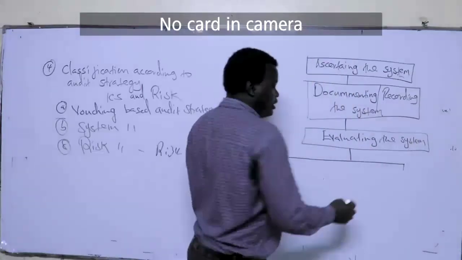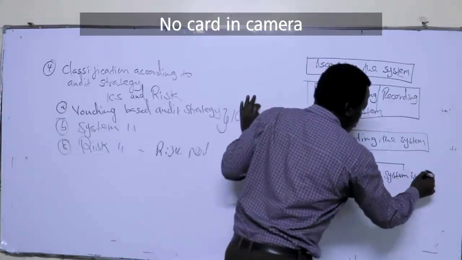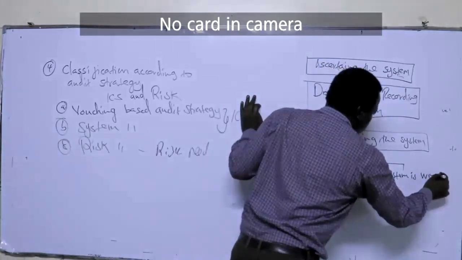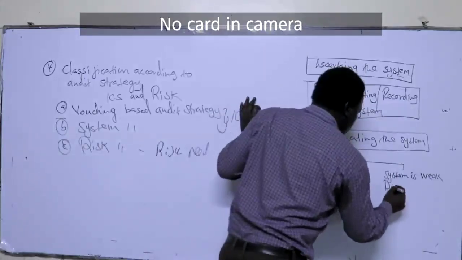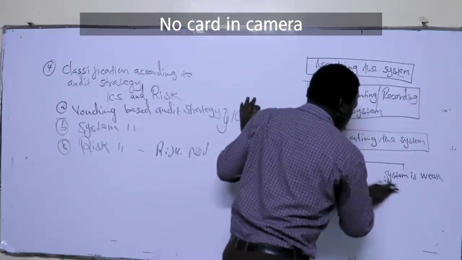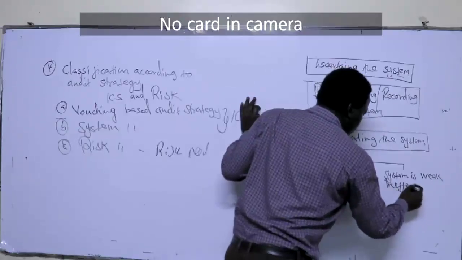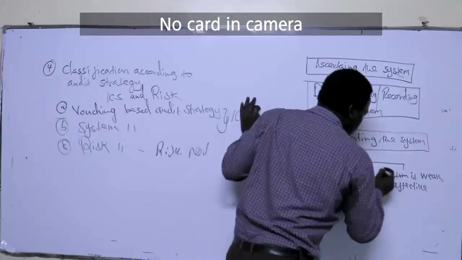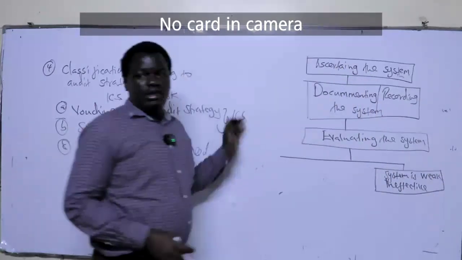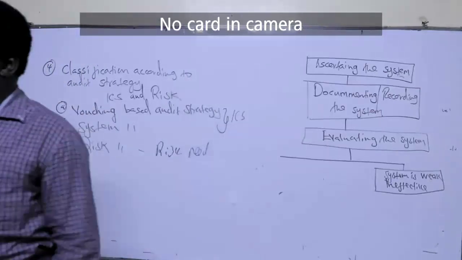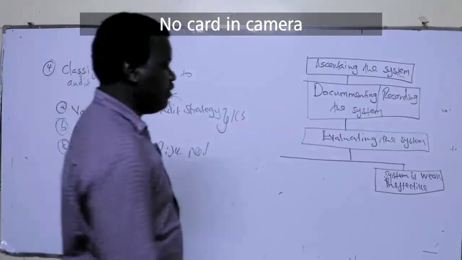On this side, you find that the system is weak, deficient, ineffective. So upon evaluation, we find the system to be very weak. The system is ineffective.